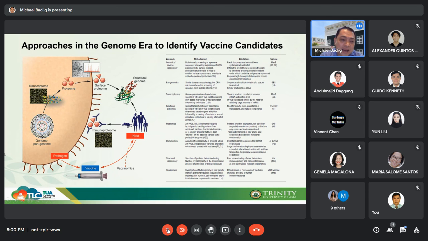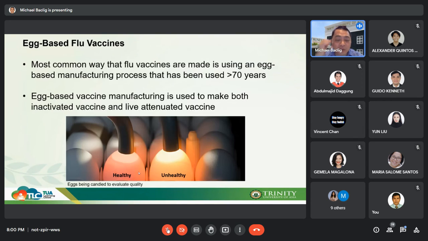Maximizing the knowledge and understanding about this genome to RNA to protein, and of course the metabolome and vaccines. Earlier, Alex mentioned the egg base, and that was quite provoking. He said an athlete, an NFL player, was not vaccinated because he is allergic to eggs. But as we all know, most of the vaccines are egg based, especially flu vaccines in particular.